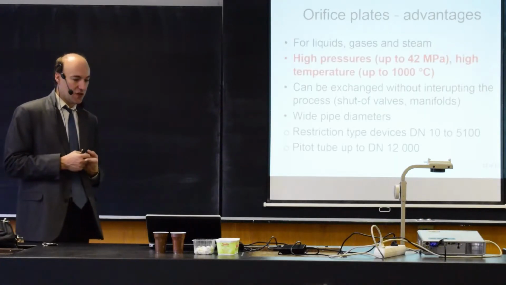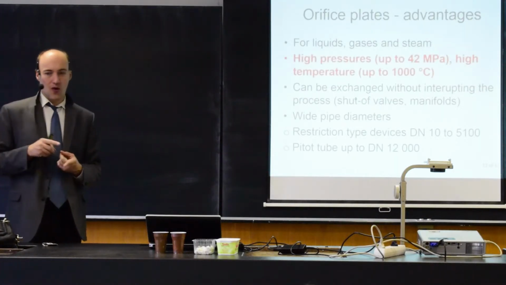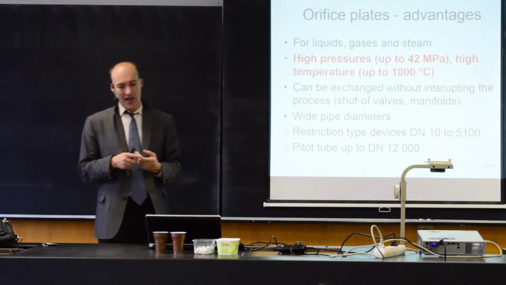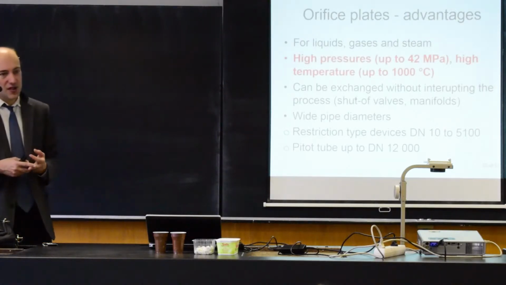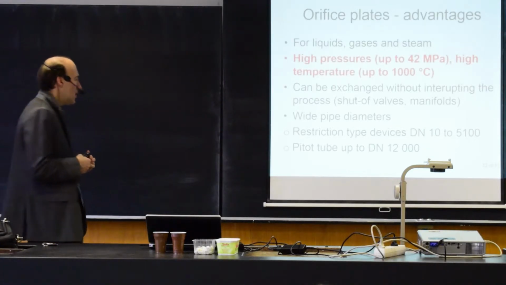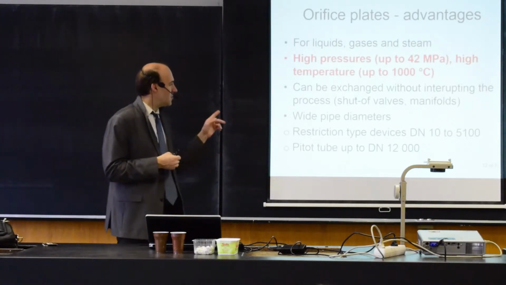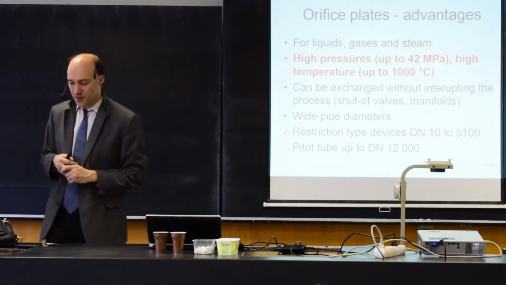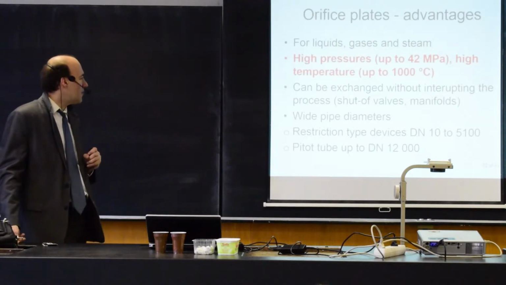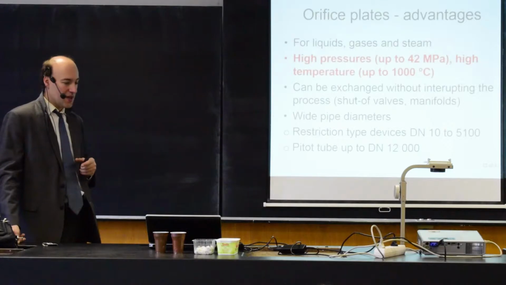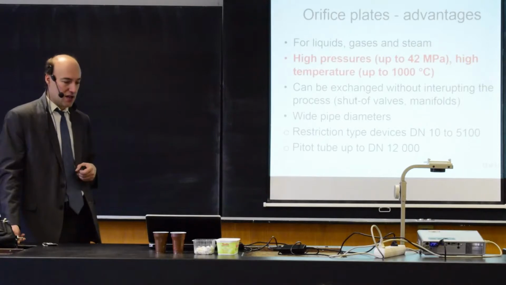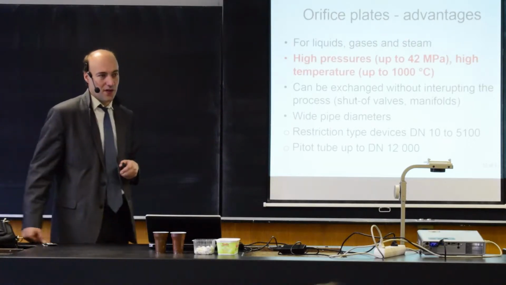So what are the advantages of orifice plates? It works for all fluids, whether it's a liquid, gas, or steam. It works for high pressures and high temperatures, so up to 1000 centigrades are easily doable. Those numbers are selected from data sheets from industrial flow sensors with orifice plates. So 42 megapascals, so high pressures and high temperatures. You can separate the pressure sensor with the separation liquid, as we have seen last week. So it's not a problem to have high temperatures as well.